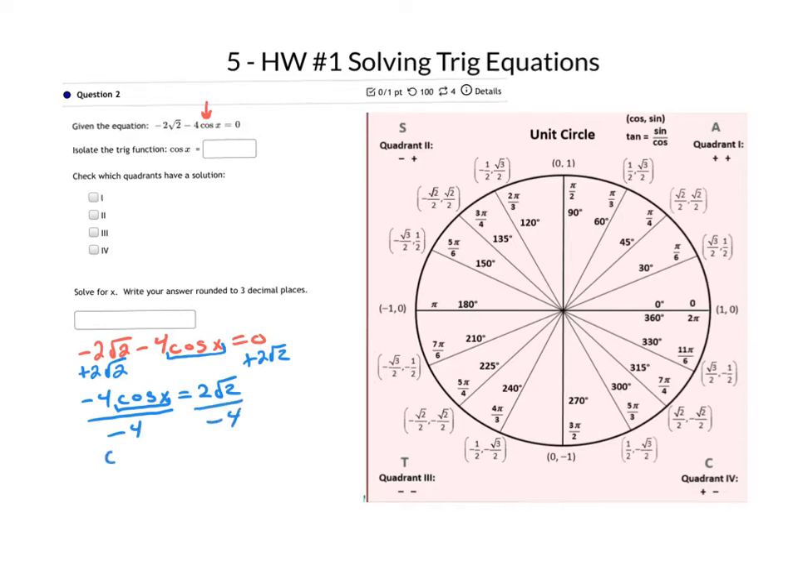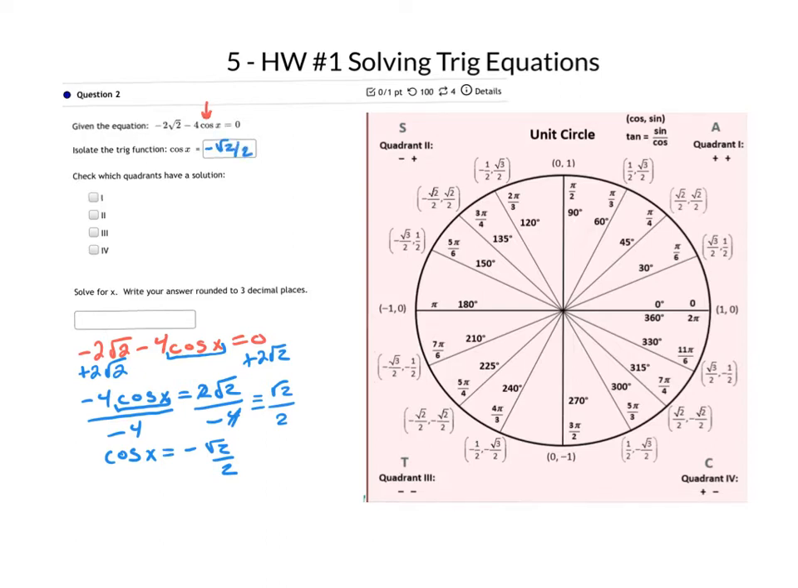Again, to isolate the cosine, I need to divide both sides by a negative 4, and I'm going to have the cosine of x is equal to, when I reduce my 2 over 4, the square root of 2 over 2. Since the 4 is negative, it will be negative square root of 2 over 2. And that's the number that I want to put in here, negative square root of 2 over 2.